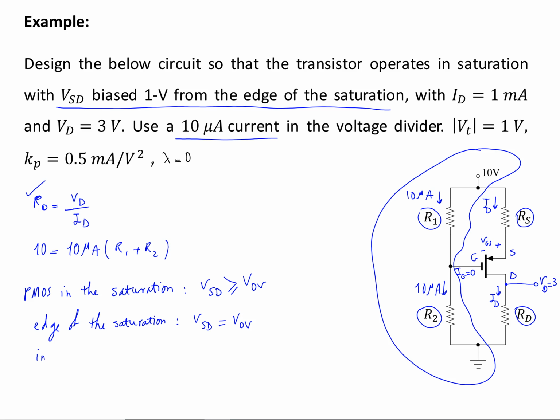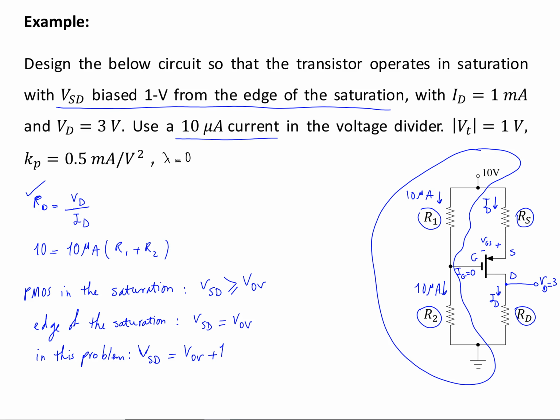Now in this problem I have VSD to be greater than V overdrive by 1 volt. Obviously this is 1 volt above the V overdrive because I want VSD to be always greater than or equal to V overdrive. So 1 volt from the edge of the saturation means V overdrive plus 1 volt. So I have that information.